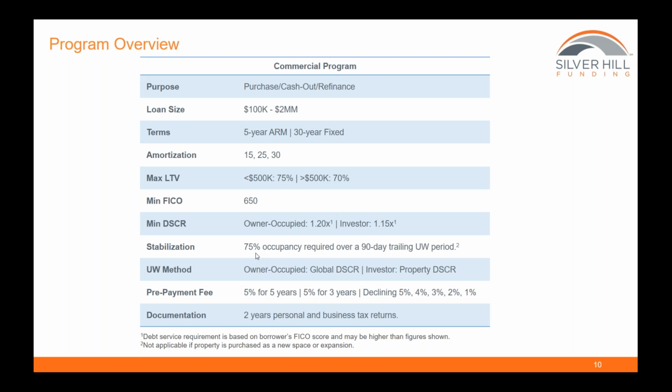As far as documentation, we will collect 2 years personal and business tax returns, but I want to go back to our underwriting. We are still going to focus on the property itself for an investor, and on the business for owner-occupied. We do collect personal and business tax returns. They don't factor as much into our underwriting as they do at a bank. So we do this for documentation purposes. Granted, most important on an owner-occupied deal is getting those personal and business returns.